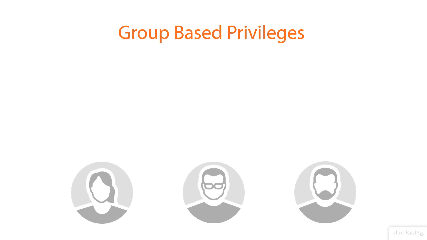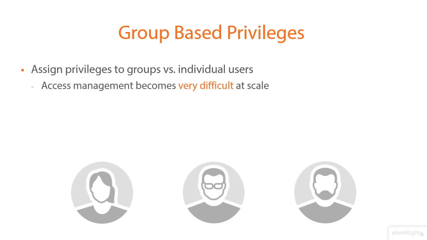Okay, next is group-based privileges. All right, so as I mentioned, we want to assign privileges to groups versus individual users. Access management becomes very difficult at any type of scale if we're doing things user by user. If Sally is now in this department, but next time she needs access to this share and that share because she's changed jobs, now we have to go in and manually assign permissions to her, and also remember to remove permissions from other things that she had.